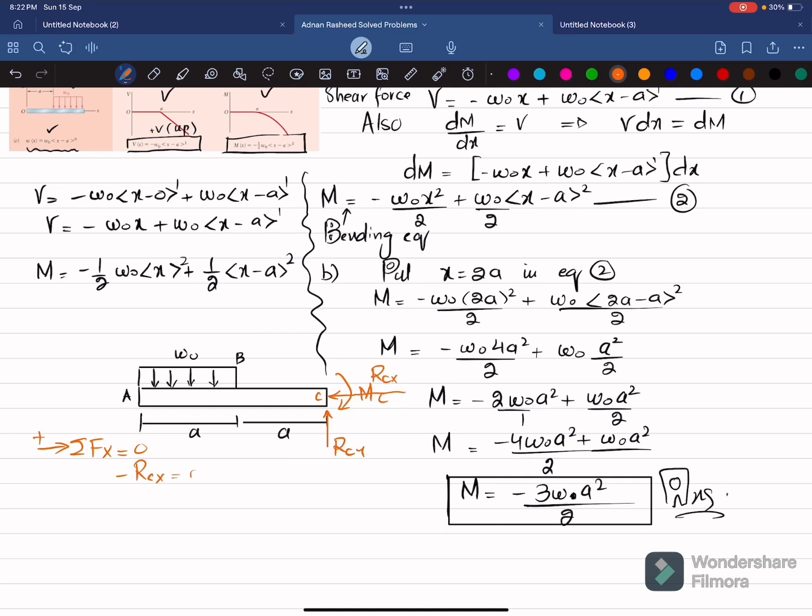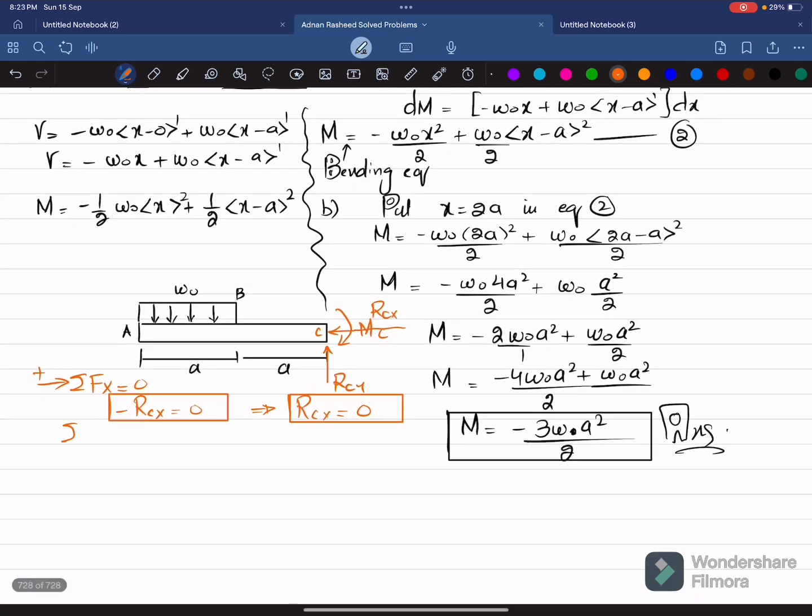So RCX will be equal to 0. It means that the horizontal component RCX is equal to 0. The second thing is that we will apply another equation of equilibrium, that sum of all forces along y direction must be equal to 0 and upward force is taken as positive. So this is the distributed load when converted into a point load. It will be W naught multiplied by the length over which it acts, and it acts at a distance of A by 2 from either side.